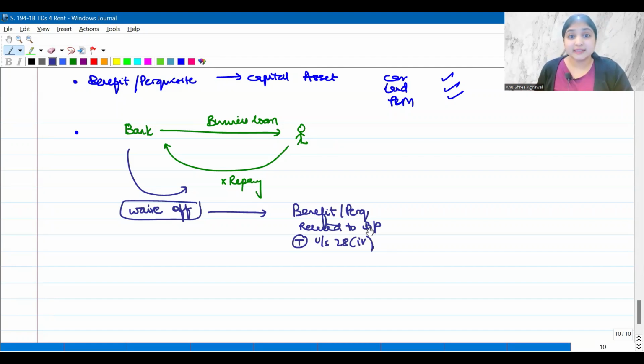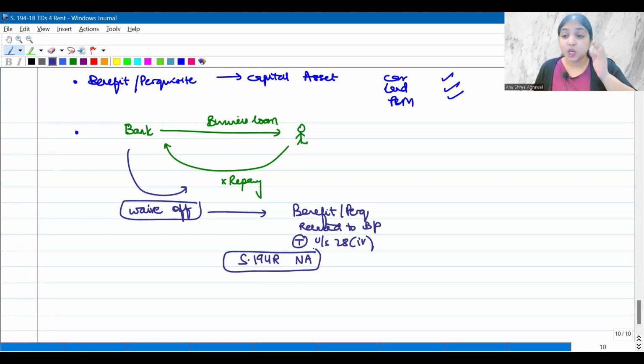However, this is a special scenario wherein section 194R TDS will not apply. So section 194R TDS will not apply to bank waivers, to loan waivers. Section 194R will not apply. Yes, no doubt, it is a benefit or perquisite. It is a benefit or perquisite relating to the business or profession of this person.